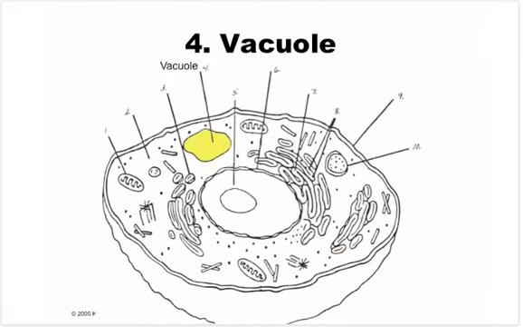Number 4 is the vacuole. Much smaller than in the plant cell. There's a reason for that. We'll discuss that later, but there's your vacuole label, and then the vacuole color is yellow, or whatever color you used.